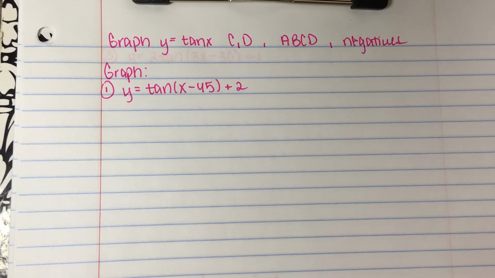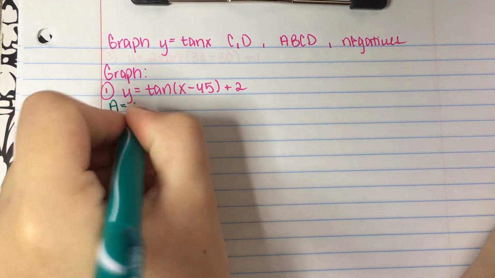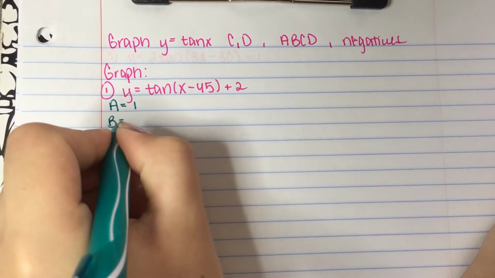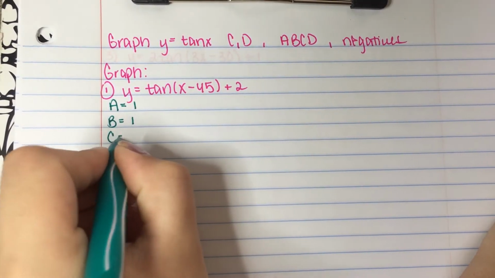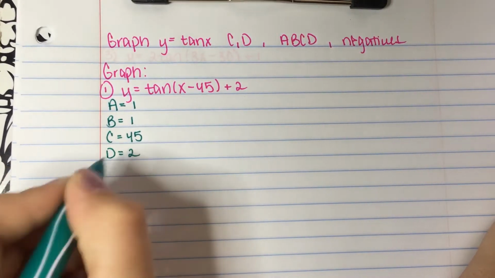And then today we're going to be taking a look at 2 examples with C and D transformations. We're going to do an example with A, B, C, and D, and we're going to do an example with negative. So a lot to do. Let's jump in, and we're going to list out all those variables. So I can see that my A in front of the function is 1, B in front of the function is 1, C is opposite sign, which means it's a positive 45 degrees, and D is a positive 2.